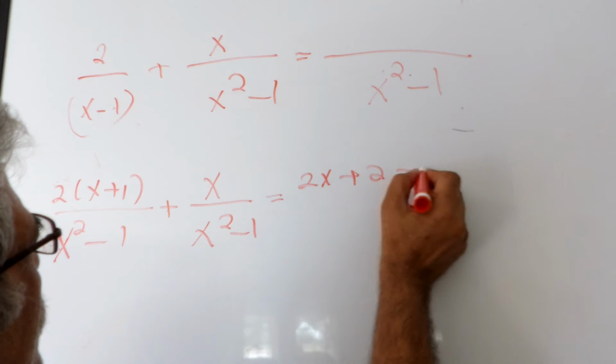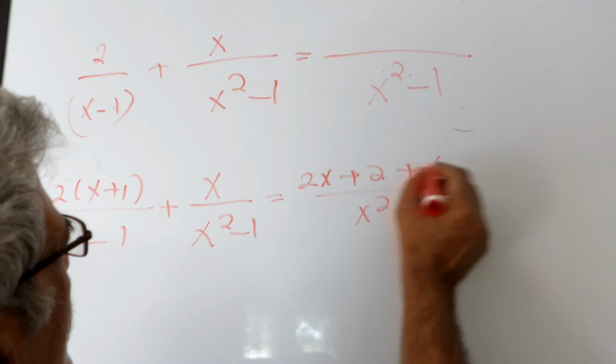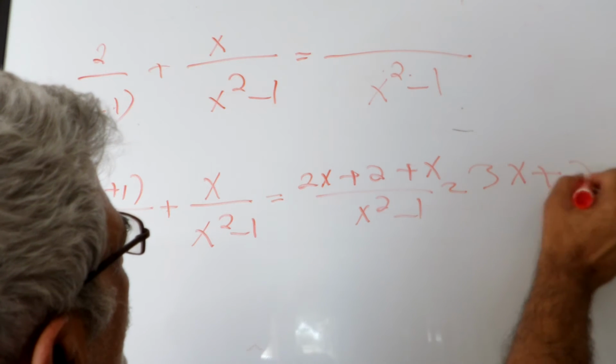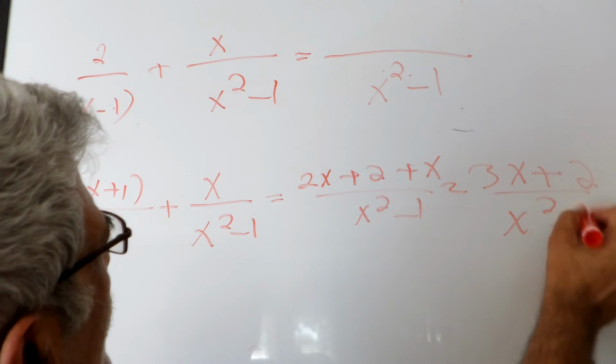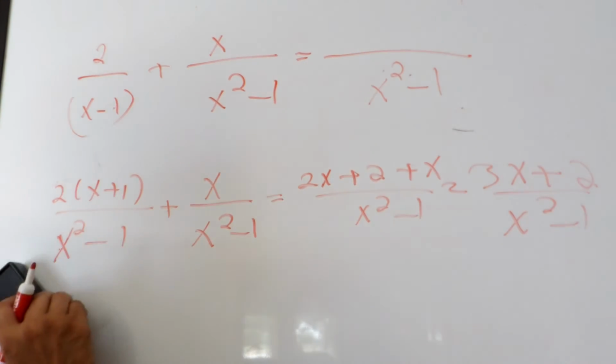2x plus 2 plus x over x squared minus 1, and it's going to be 3x plus 2 over x squared minus 1. So that's the way to solve these things, this expression.